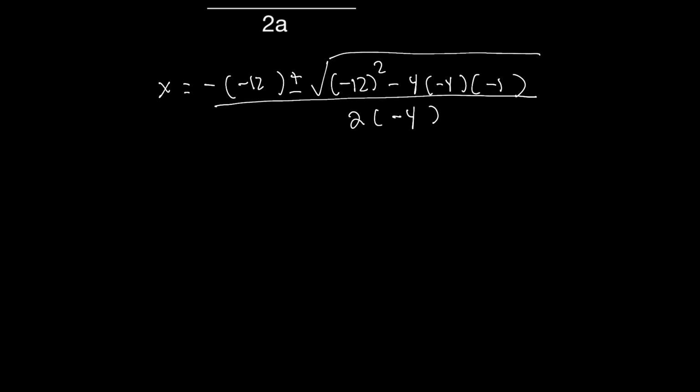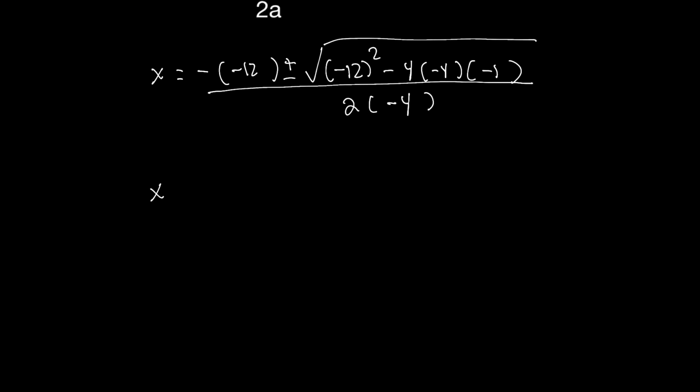After we have the setup, it's just a matter of simplification. So now we're going to get x equal to negative times negative make positive. So here this becomes a +12 plus or minus the square root of -12 to the second power. That's 144. Next, we're going to multiply these three quantities together. -4 multiplied with -4 is +16, but if we multiply with a -1, we get -16. And this is all divided by 2 multiplied with -4, which is -8.